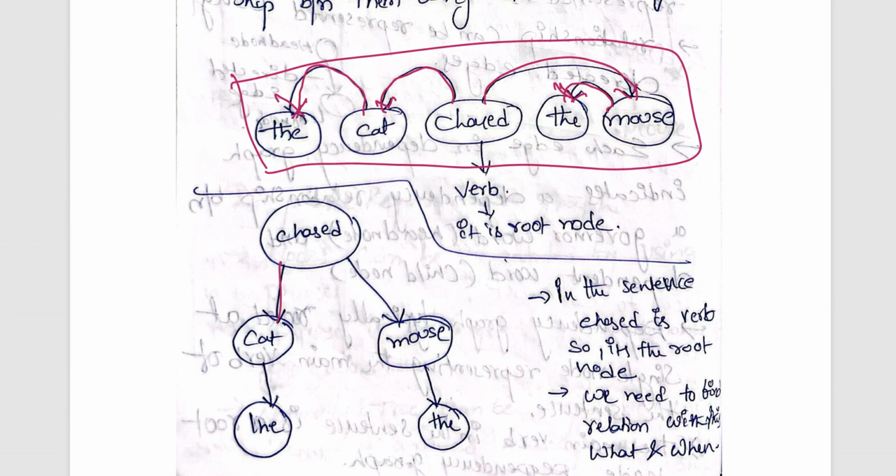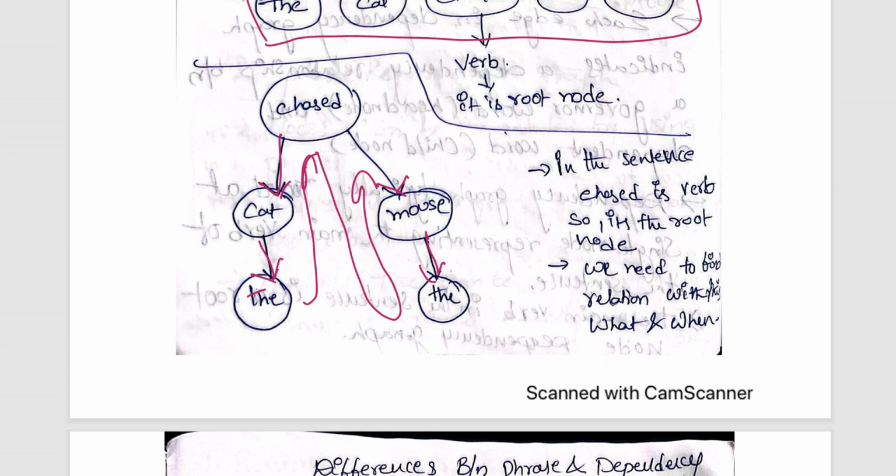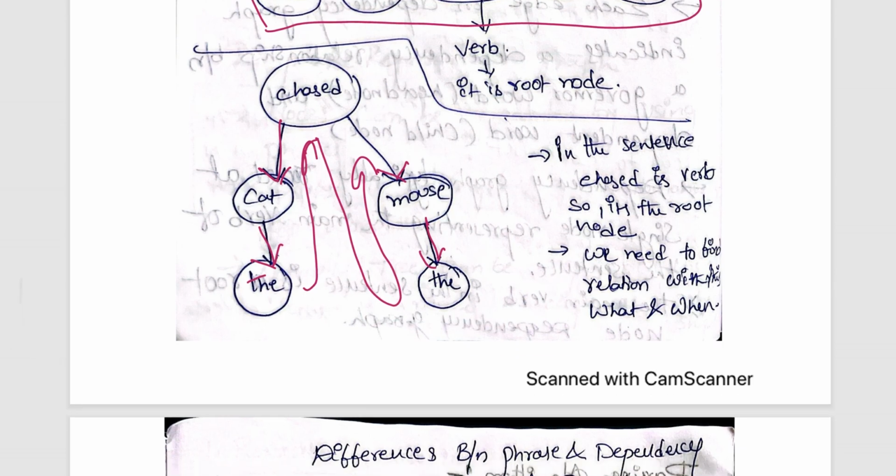So, chased: who chased? The cat. What did it chase? The mouse. The cat chased the mouse. In the sentence, chased is the verb. That's why we construct chased as the main node, the root node. So this is how to construct the dependency graph.